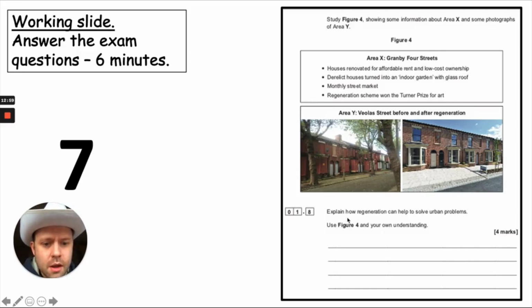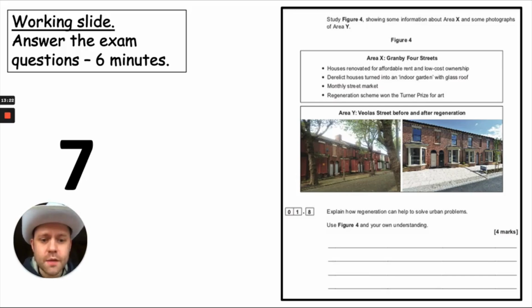Now, explain how regeneration can help to solve urban problems. As soon as you see the word explain, you should think of the phrase, this means that. Write a sentence, this means that, and it turns it into an explanation. Using figure 4 and your own understanding.